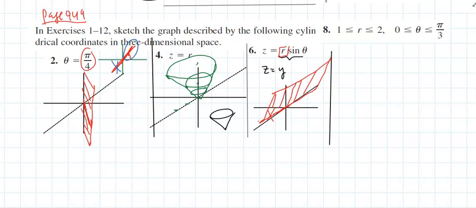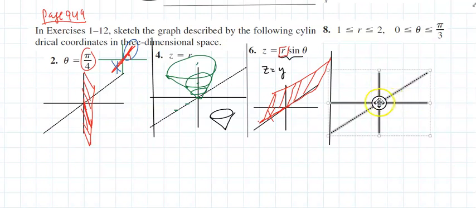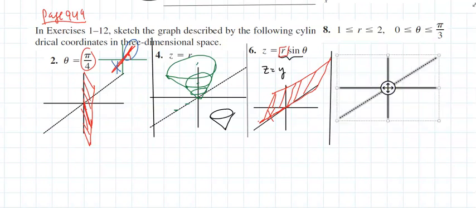Now, can you guess what this is? We did. If you say r is between 1 and 2, there it is. So you're talking about sort of this region. And if you say theta is going to run from 0 to pi over 3, you are only talking about what? Only that region. True?